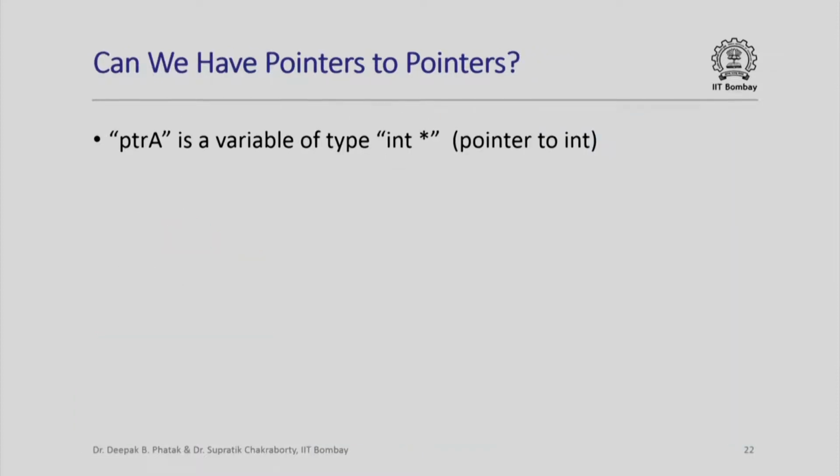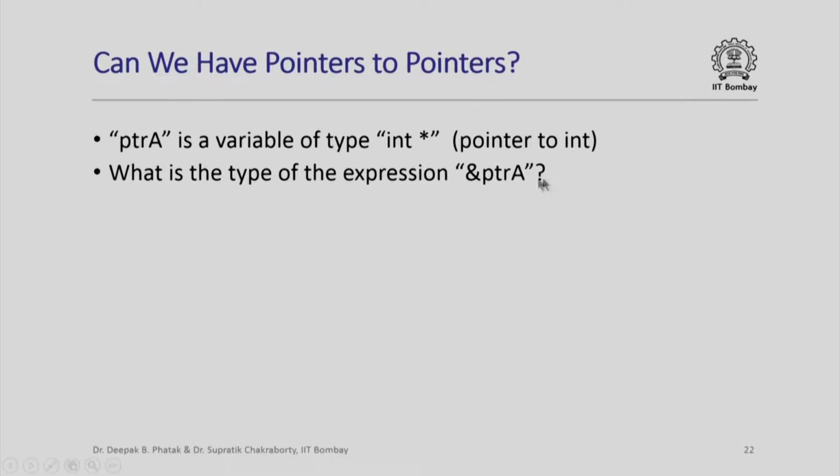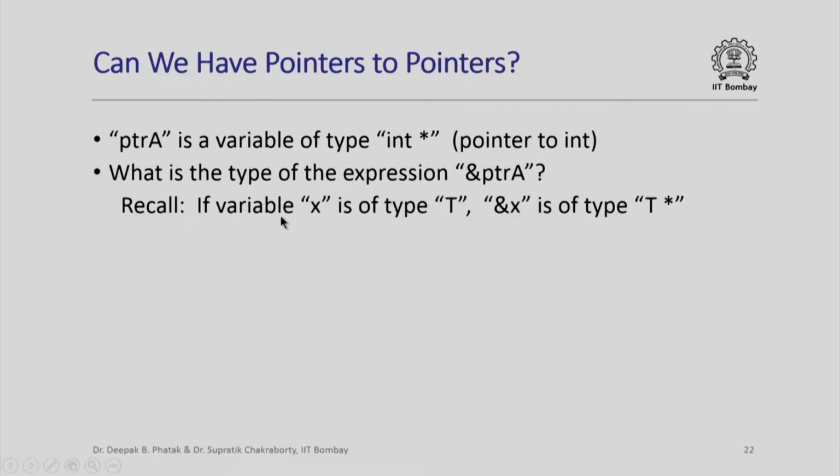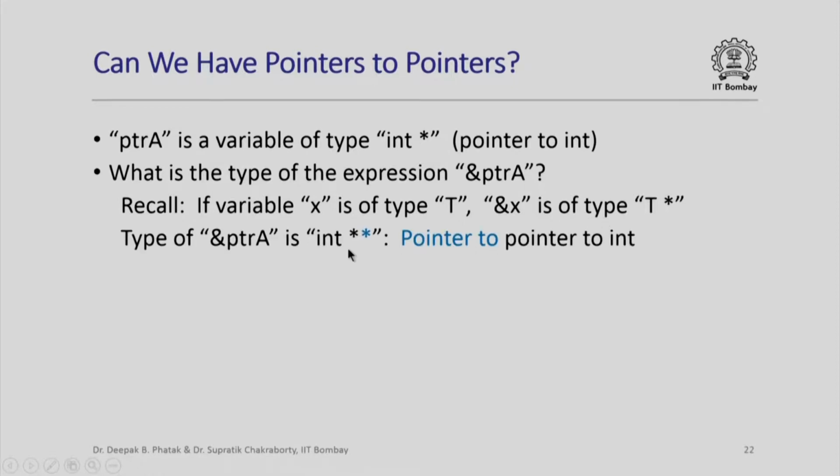So, let us ask if we can have pointers to pointers themselves. Suppose pointer A is a variable of type int star, which means that this is a pointer to an integer variable. Then what is the type of the expression ampersand pointer A? Well, if you recall, we said that if a variable x is of type t, then ampersand x is of type t star. So, applying that rule, the type of ampersand pointer A would be int star star.